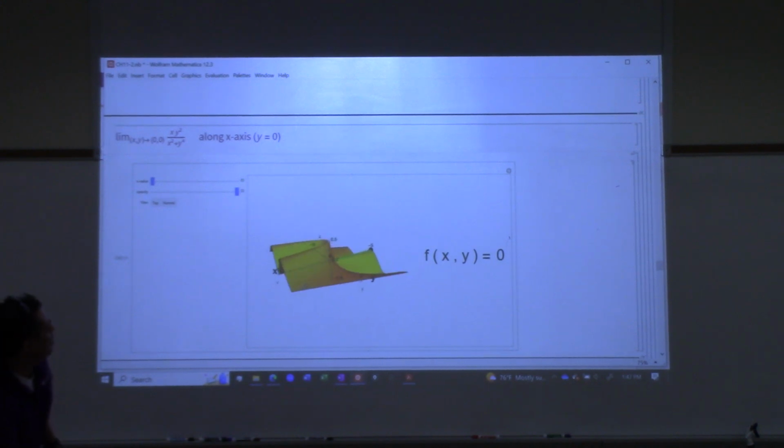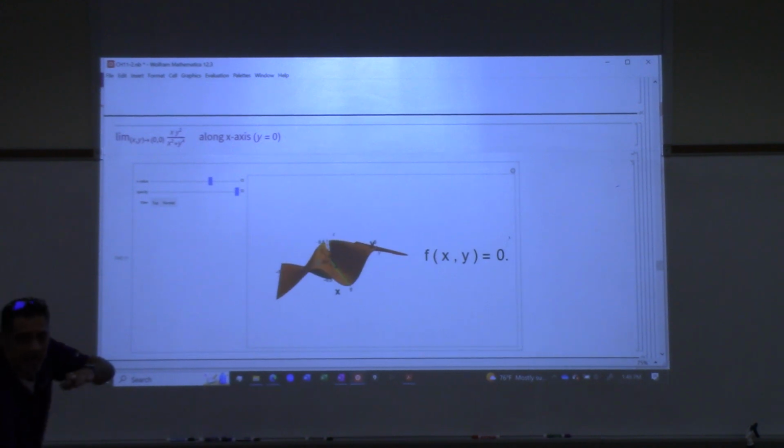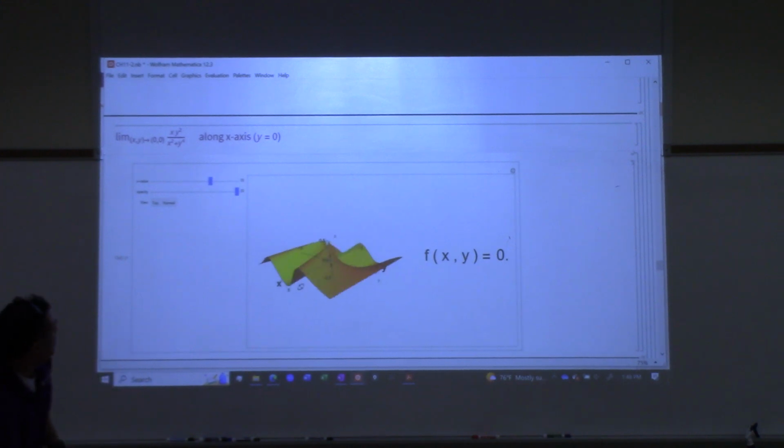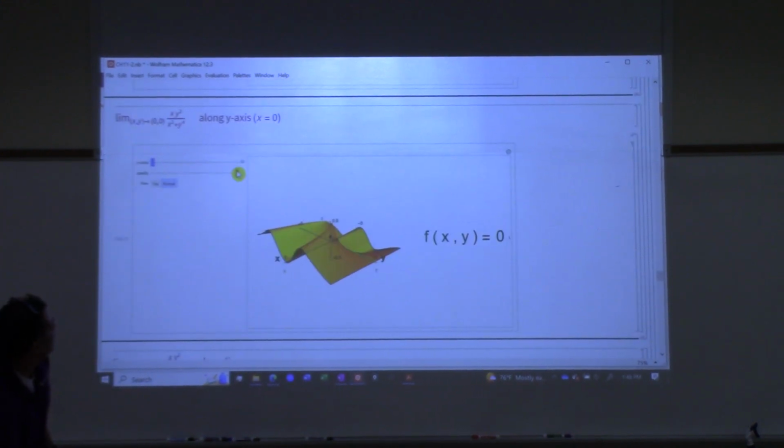Okay, so when we approached along the x-axis, no matter where we were, we were always down at 0. Do y'all see that point down on the bottom? It's basically sitting along the xy plane the whole time. If we came in along the y-axis, I don't see the point. Where is it?